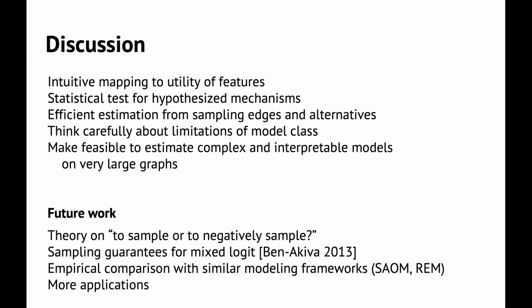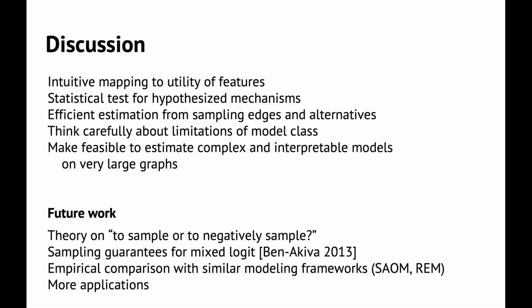So to close off, I hope I've convinced you that the discrete choice framework is a good idea for estimating complex and interpretable models on large graphs. And I think the interpretable part is important. We are interested in trying to understand these dynamics. It's not necessarily just a prediction problem. We want to actually interpret them because that allows us to use them in social science contexts. There are a number of good features here: an intuitive mapping of utility, a lot of existing theory, so there are a lot of statistical tests for these models, and estimation is relatively straightforward because of negative sampling.